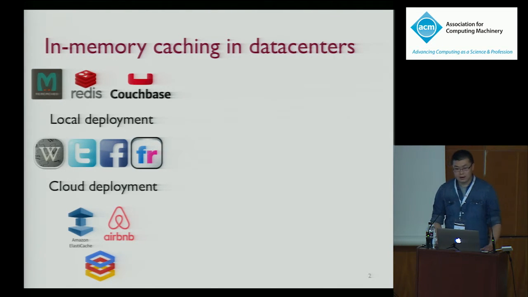In addition to that, cloud service providers have started providing automated in-memory caching as a service. For example, Amazon provides Elastic Cache service based on Memcached. Similarly, Google Cloud has their Memcached service as well. In fact, Airbnb is one of the popular apps that uses such kind of service.